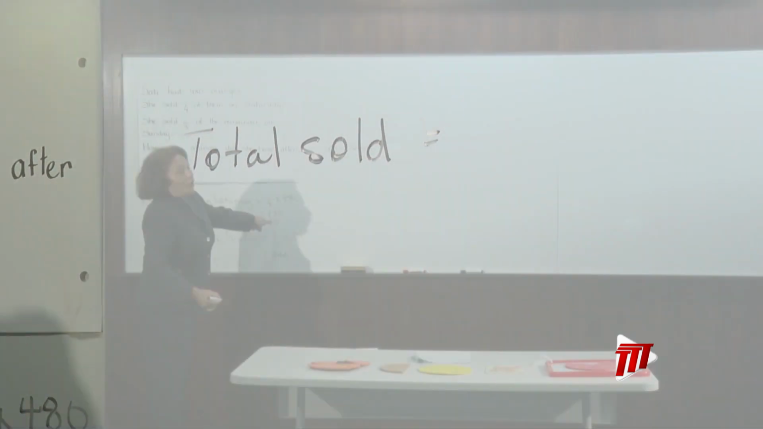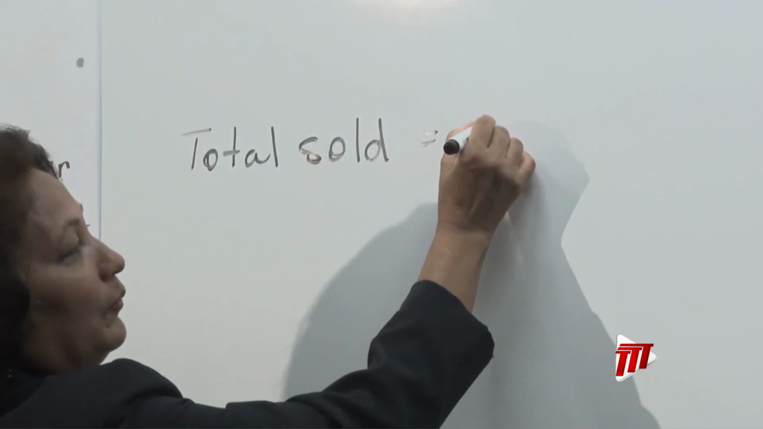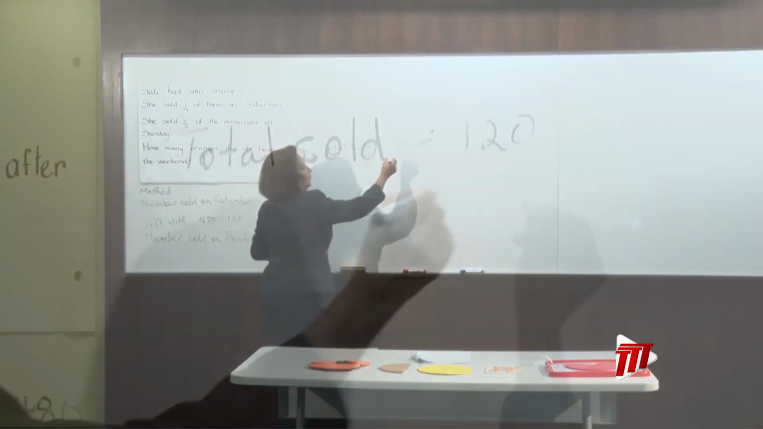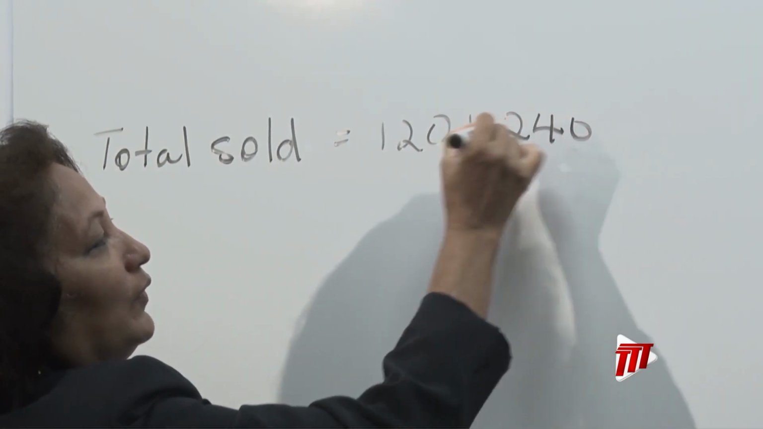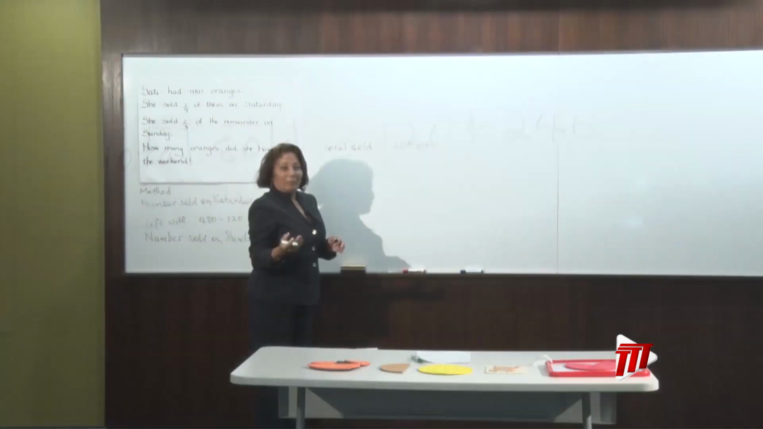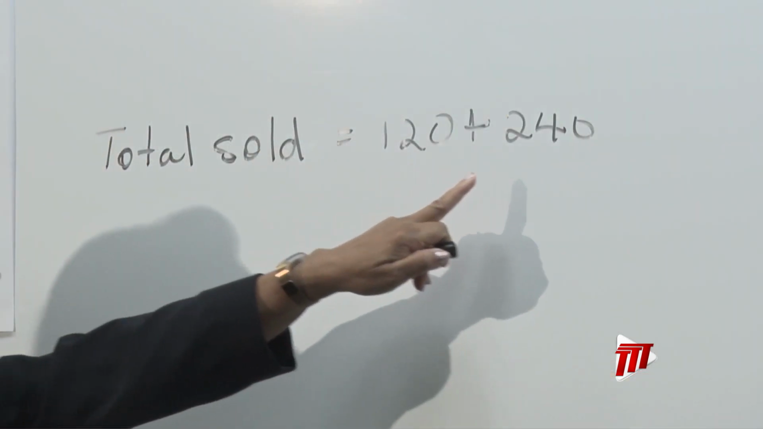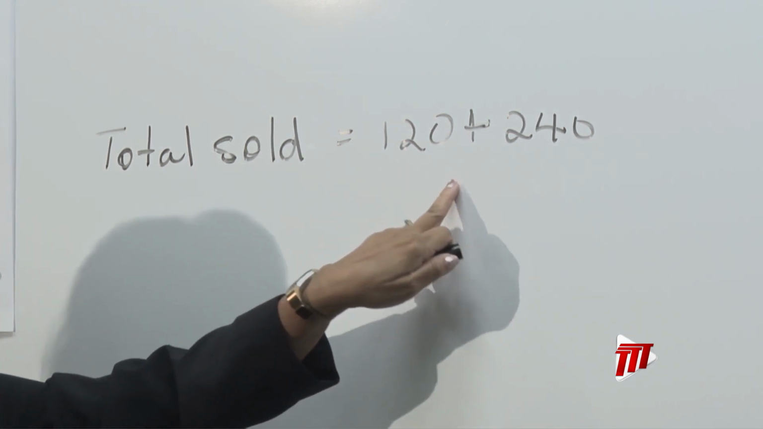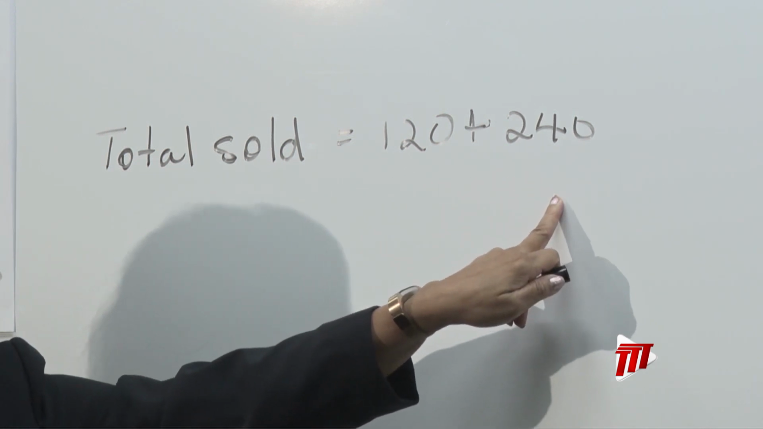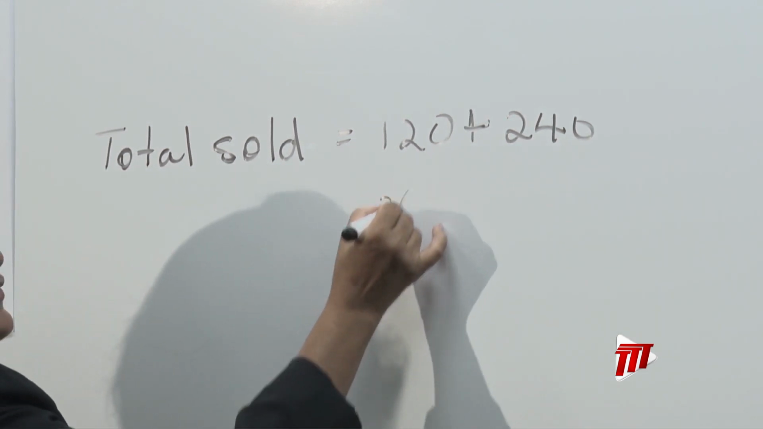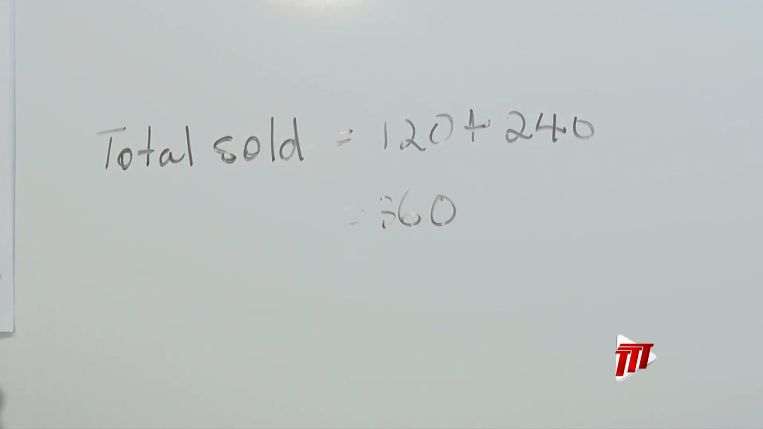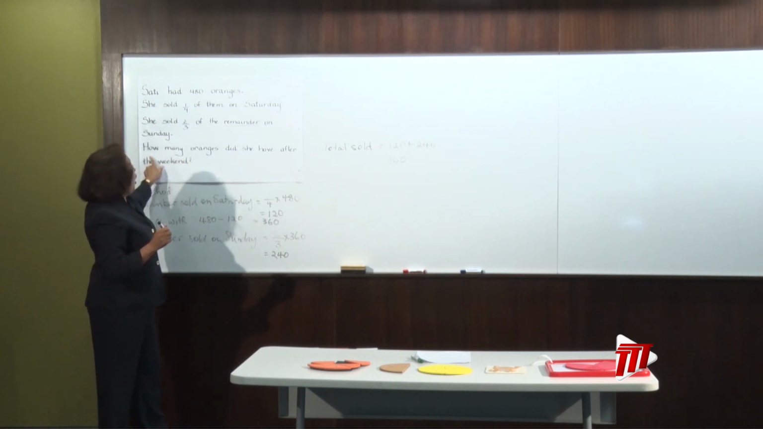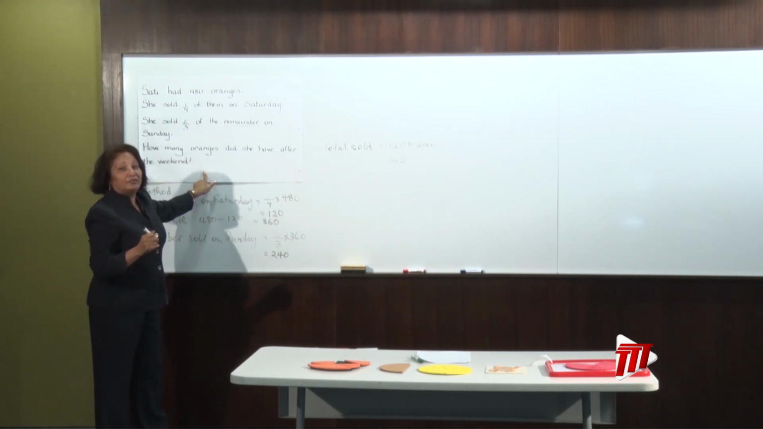Was, remember, 120 from Saturday. And from Sunday, we had 240. So using our mental math, we know 12 plus 24 would give us 36, but it's not 12 we're dealing with. We're dealing with 12 tens and 24 tens, so I will end up with 36 tens. We have to be careful. Is that what we were asked to do? How many oranges did she have after the weekend?